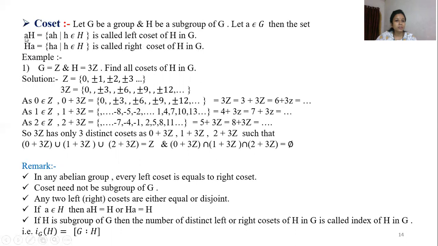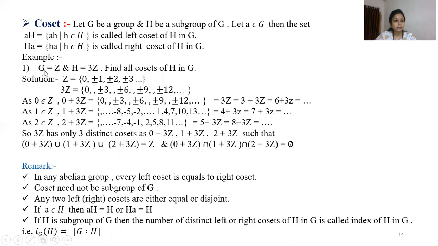Why is this called a left coset or a right coset? It depends on the position of the element itself. Here the element a is on the left side of H, that's why it is called the left coset of H. Here the element a is on the right side of H, that's why it is called the right coset of H in G.